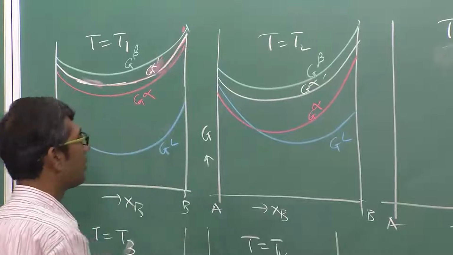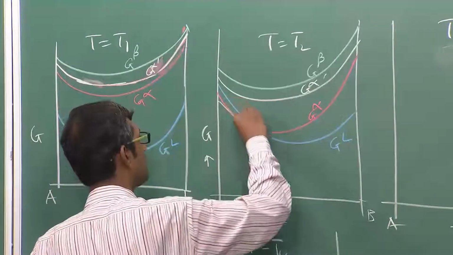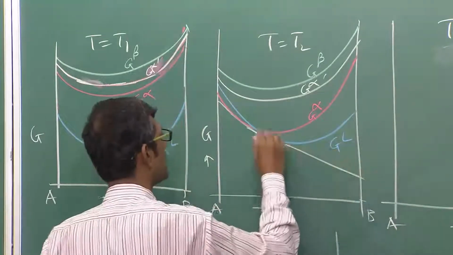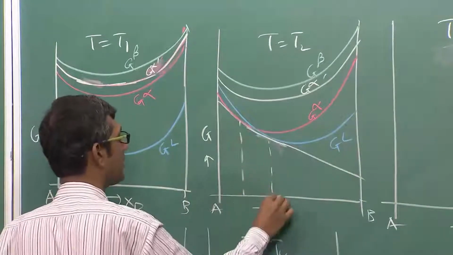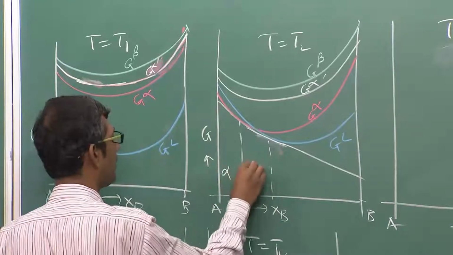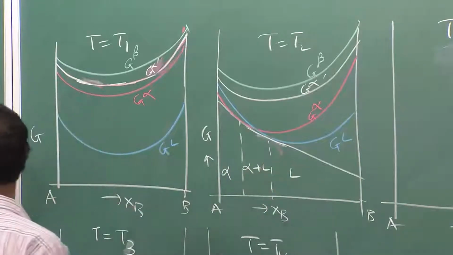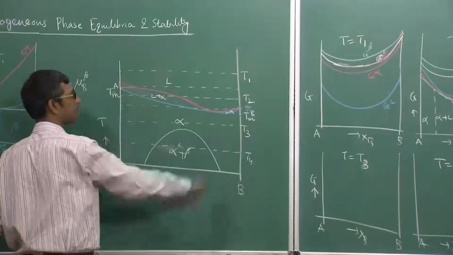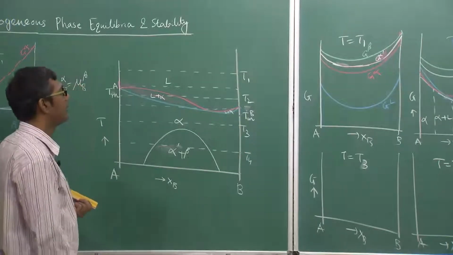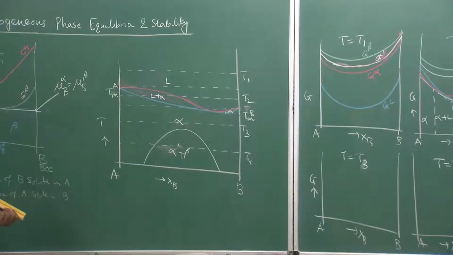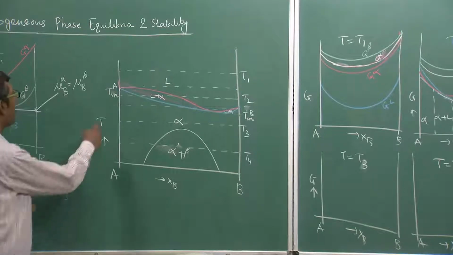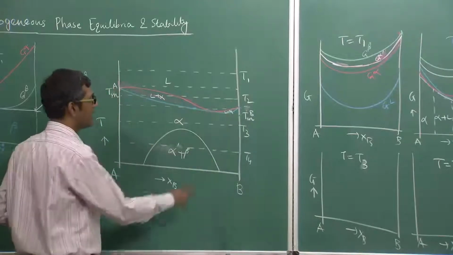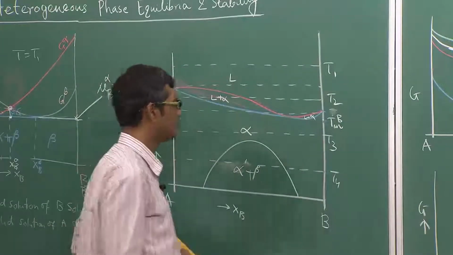As there is a crossover, there has to be a common tangent. And this common tangent will demarcate three regions: alpha, liquid plus alpha, liquid. That is what you see here. Liquid plus alpha is stable in a small composition range, and liquid is stable in a large composition range on the B side. At T equal to TMB, alpha is stable in a large range, then liquid plus alpha, then liquid, and at the end again alpha, obviously.